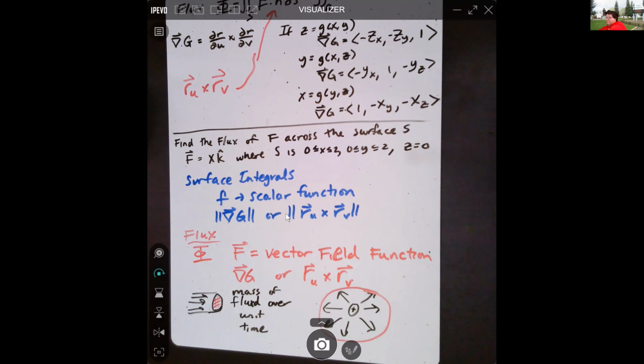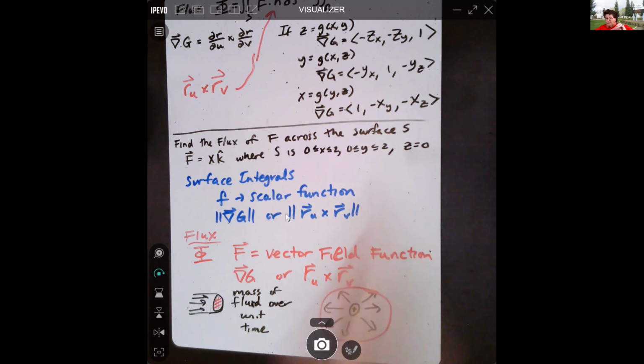All right, so we're gonna do that problem that's listed right here. I'm gonna write it on another board so I don't have to erase that, and then I'll swap the boards. So we're gonna find the flux of F across the surface S. F equals xk. S is 0 less than x less than 2, 0 less than y less than 2, and z equals 0.